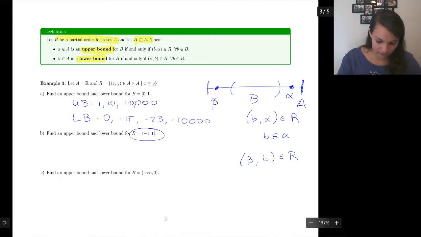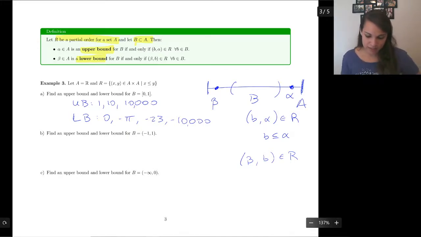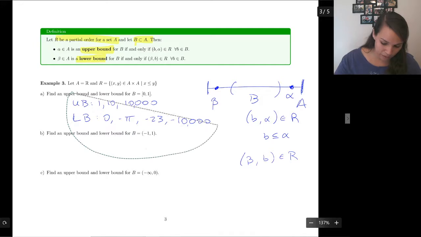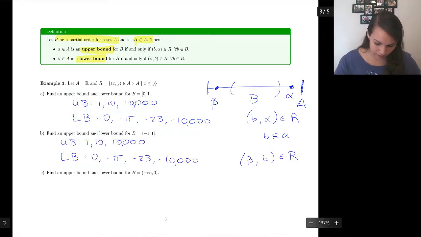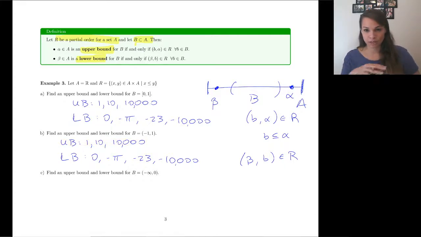Let's look at the next example. Now we have an interval negative 1 to 1. We're once again going to look for the upper bound and lower bound. I'm just going to duplicate it. So the upper bound actually stays the same. So 1 is no longer in the set. It's been excluded from our set B, but that's totally okay. It is still bigger than anything in B. So 1 is still an upper bound. Same goes for 10 and 10,000.